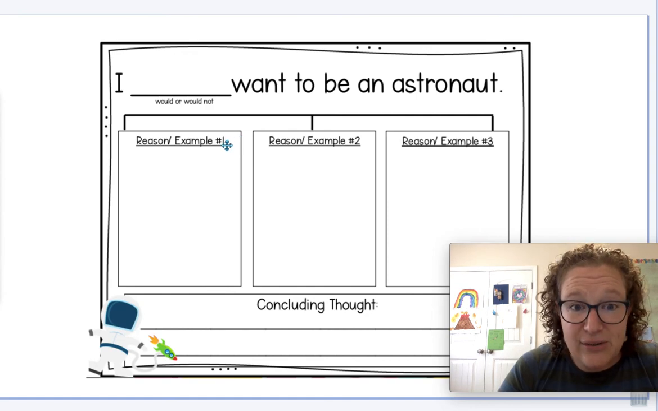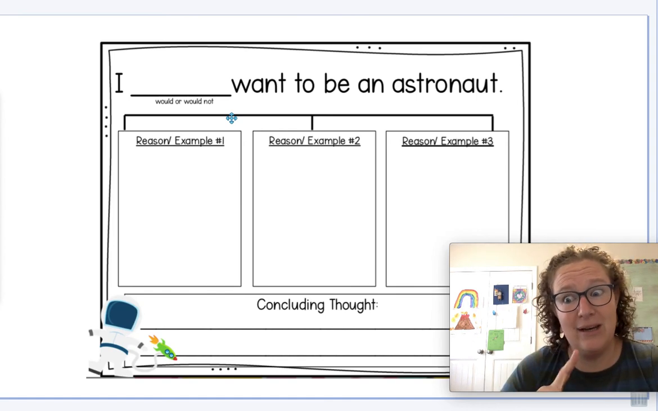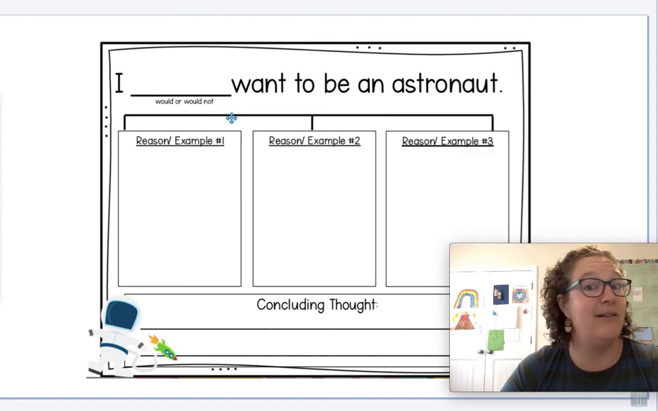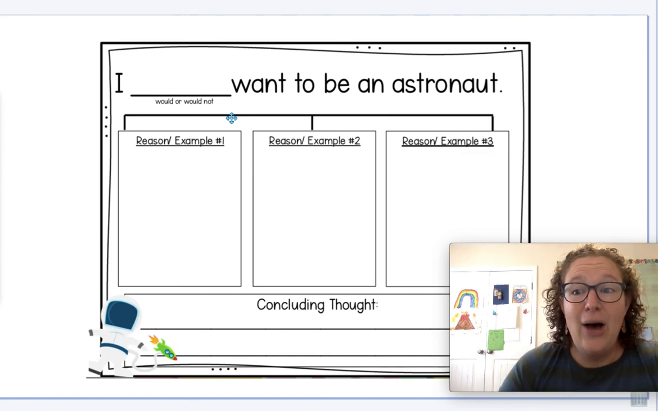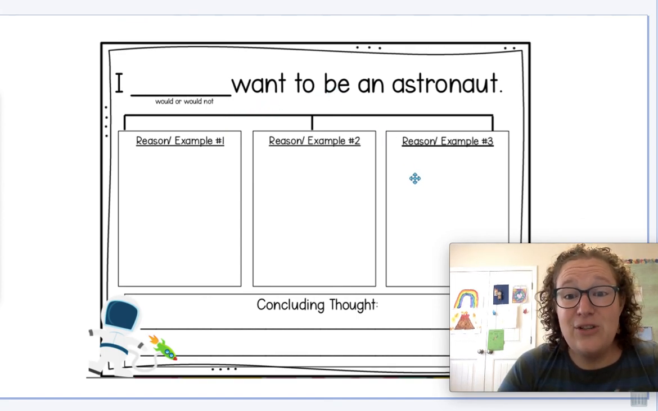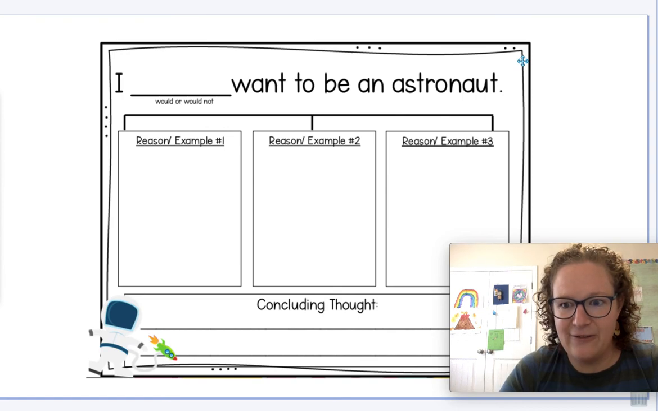What I'm going to do next is I am going to read you a nonfiction text on astronauts just to help build up your schema a little bit more. And then maybe that will help you make the decision if you would want to be an astronaut or you would not want to be an astronaut. So what I want you to do is you might want to get your thinking map out and ready because you might want to write thoughts down while I read the book, or you just might want to listen to the book and then write your thoughts down after.